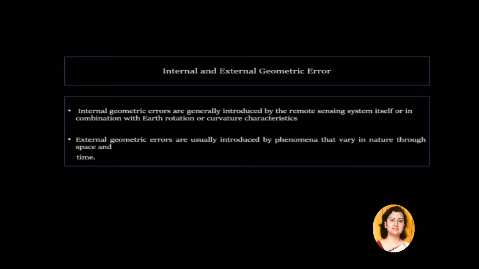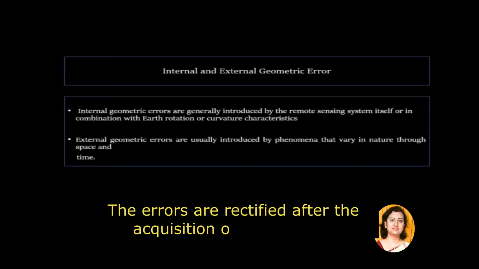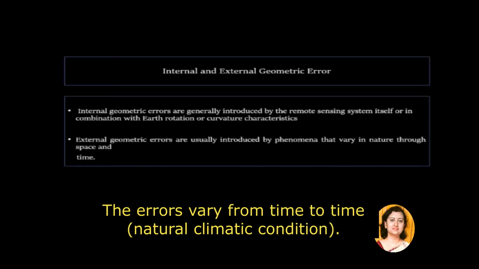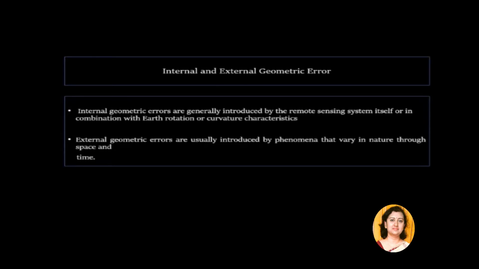But when the errors are external, that is unsystematic, then it is necessary for us to correct these errors. So these are the geometric errors that creep inside an image. The external geometric errors are usually introduced by phenomena that vary in nature through time. What does this mean?